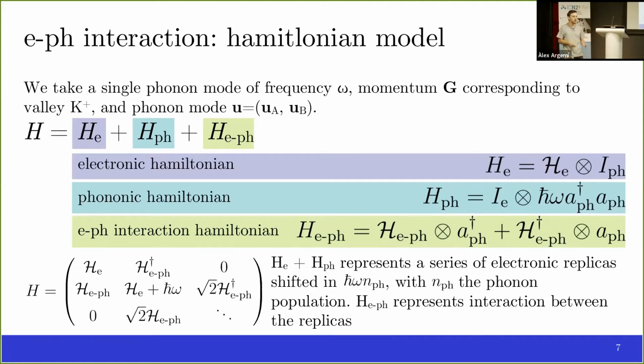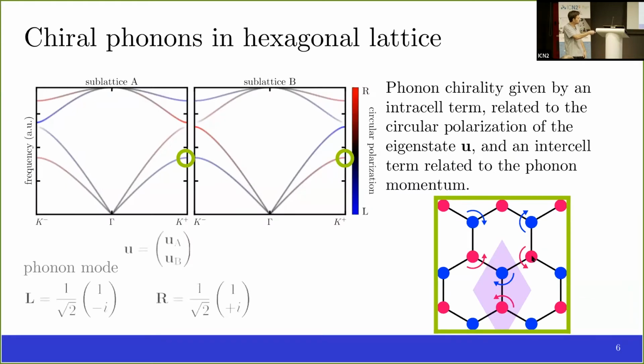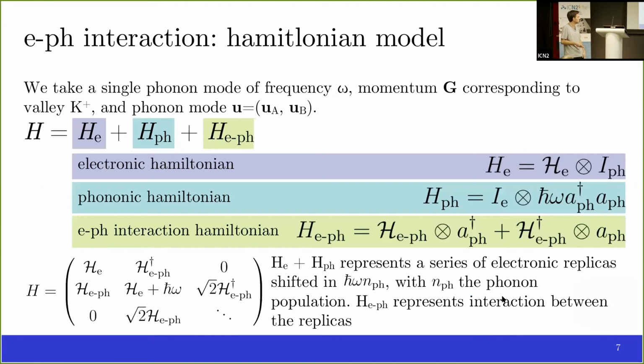First, we will only consider one phonon mode with a given frequency and a given momentum. We consider the one highlighted previously with the circular movement of the lattice and with momentum corresponding to valley k plus. The basic Hamiltonian model can be expressed in 3 terms.